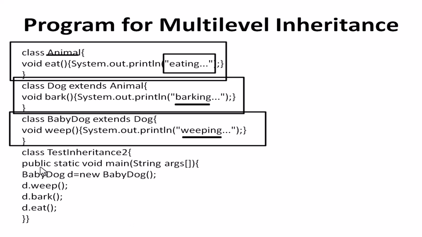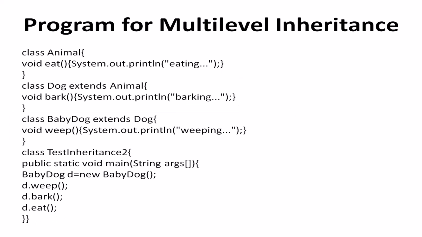Now we have created one more class called TestInheritance2, and we have created an instance only for BabyDog, d, because its parent is Dog and its grandparent is Animal. So new BabyDog, we have created an instance using this object d. d.weep, d.bark, d.eat. Finally it is going to show eating, barking and weeping.